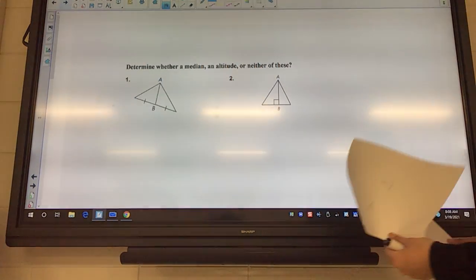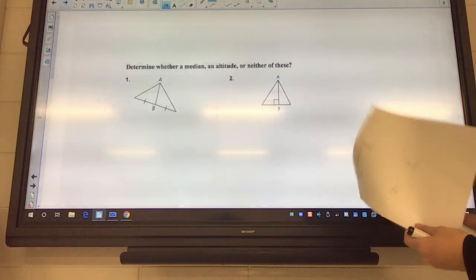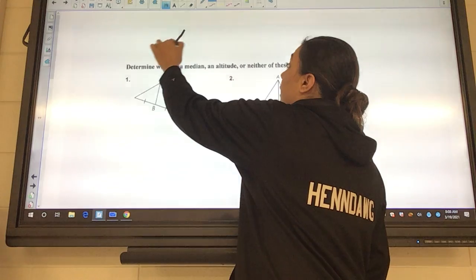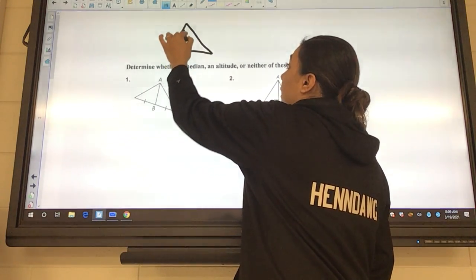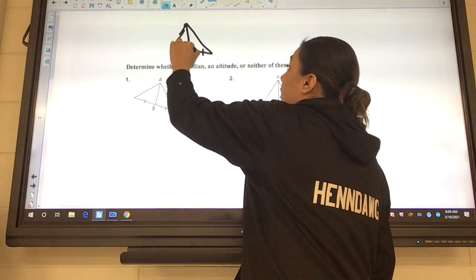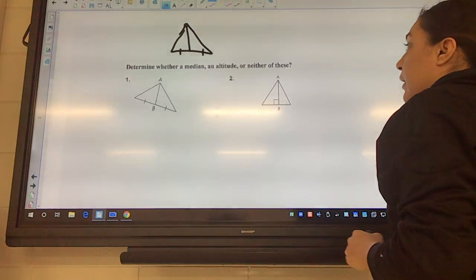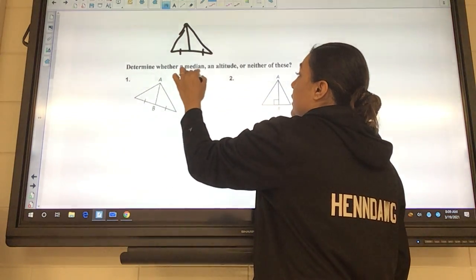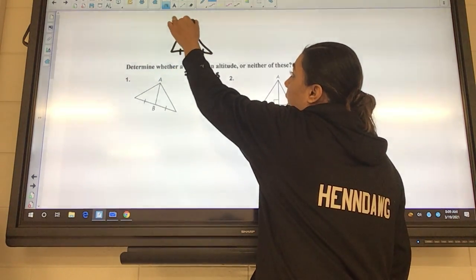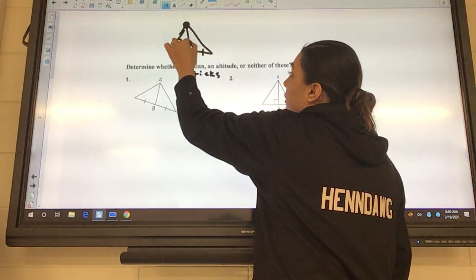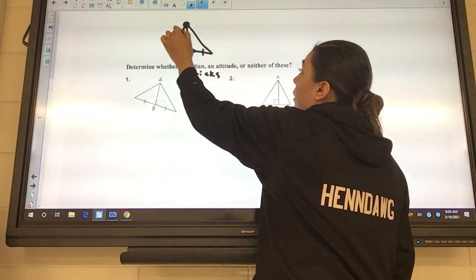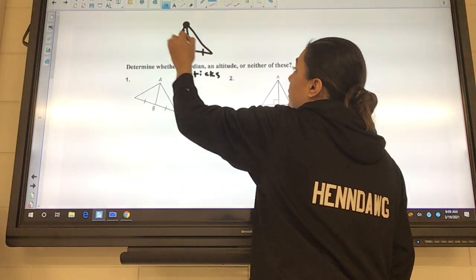Okay, the next section for your test is going to be determine whether it's a median, altitude, or neither. So for a median, it needs to have 2 tick marks, and the line needs to start at the vertex and go down to the midpoint. So 2 ticks, and it's got to essentially start at a vertex or the corner. If it was like this, but it goes down to the middle, that does not count. It's not in the corner. So it's got to be in the corner in order for that to be true.